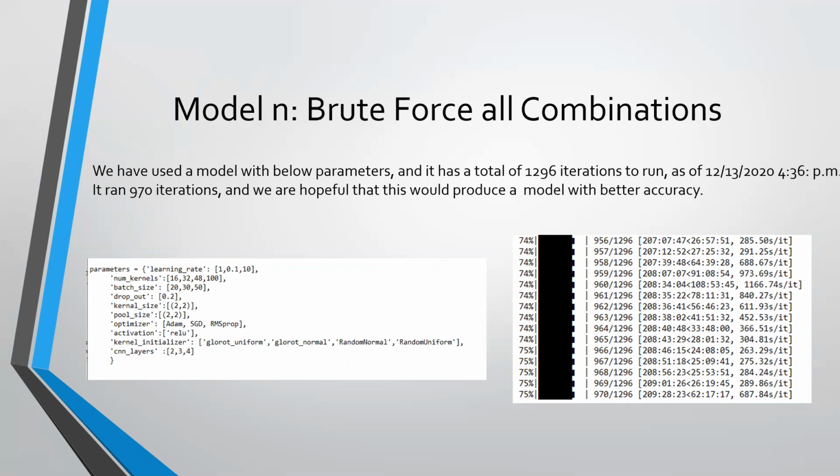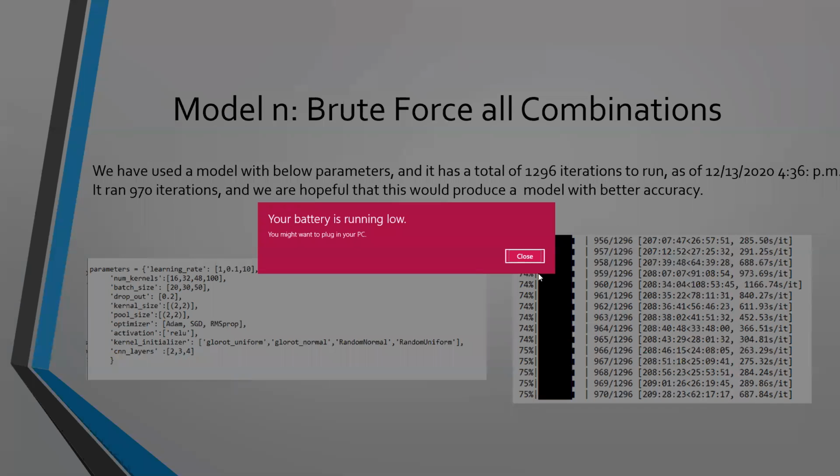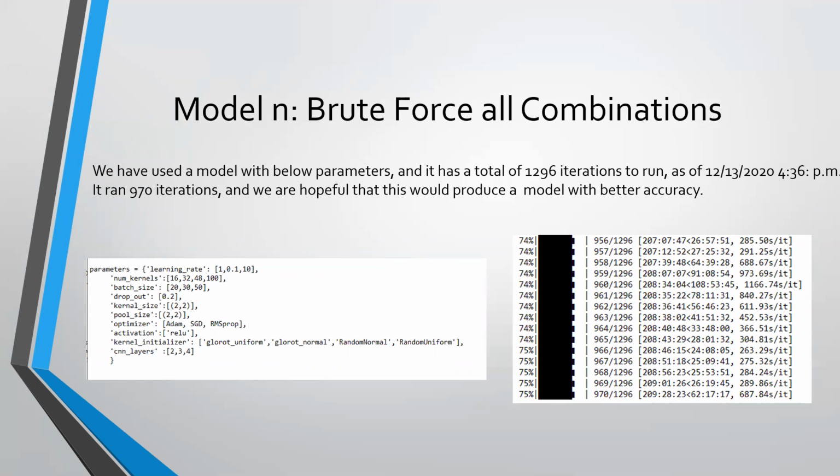The rest of the optimizations are available as a link in the document provided. But the one model that has been running for more than 9 days is this model N, where we have 1296 iterations that the model is currently going through, and it is close to 75% complete. And we are hopeful that in the next couple of days it's going to be 100% complete.